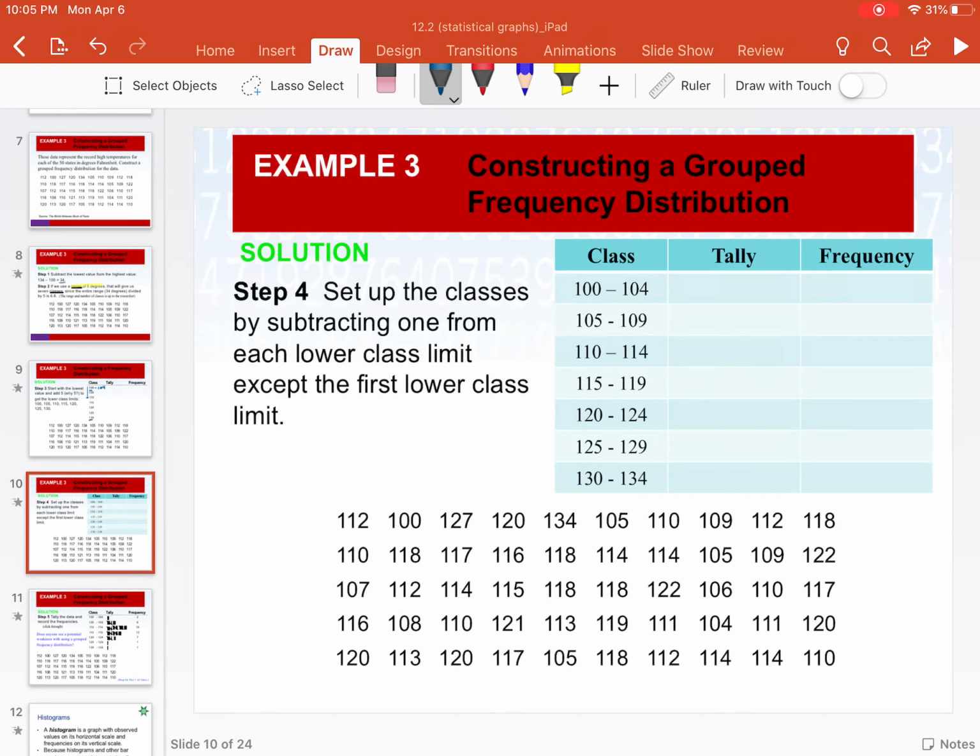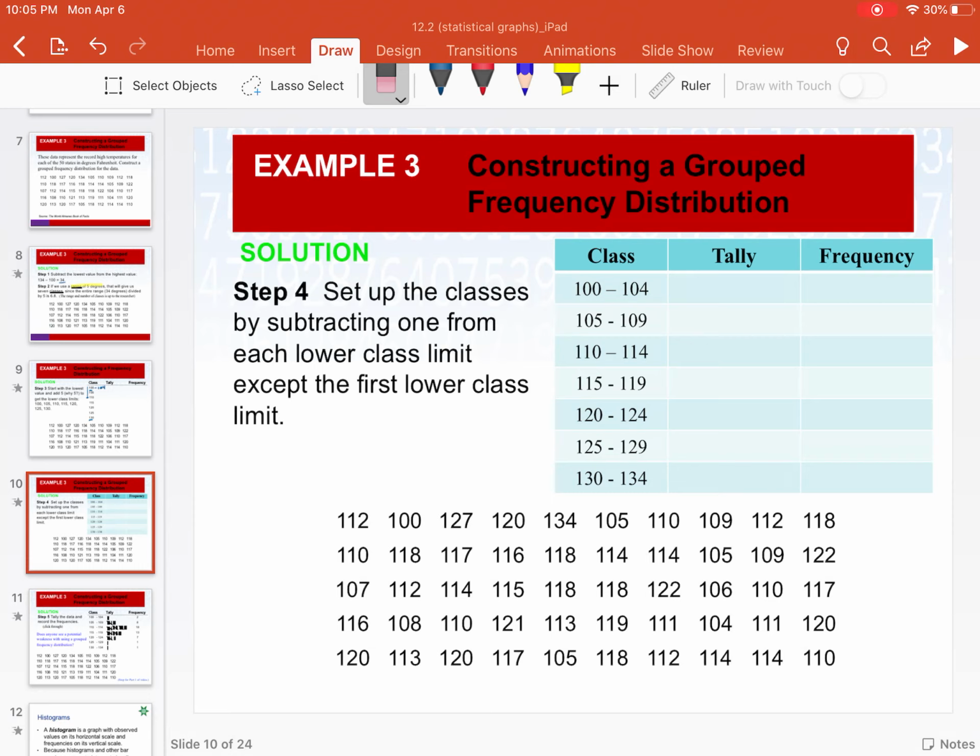Now remember, they can't overlap. So once you have the lower numbers figured out, it's actually pretty easy. Because you can only go up to 104, because you can't have 105, because then they'd overlap. So 100 to 104, and 105 to 109, and so on and so on. You're always one less, so that you know exactly where each temperature falls within what group. Okay?